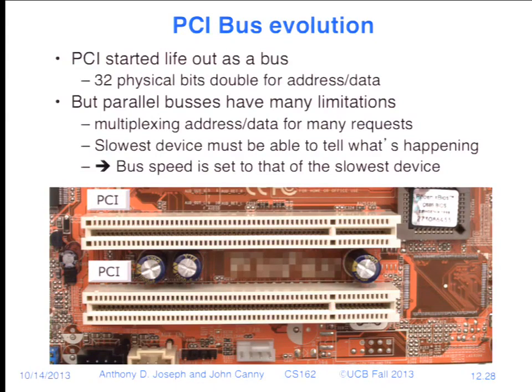But as people have noticed, there's a lot of limitations of using physical buses. You have to multiplex address and data for many requests. So this slows things down. You have a queuing effect. All of the I/O operations have to be waiting on the same bus. And even worse, the slowest device must be able to track what's happening on the bus. So that implies that the bus speed is normally set to the speed of the slowest device.